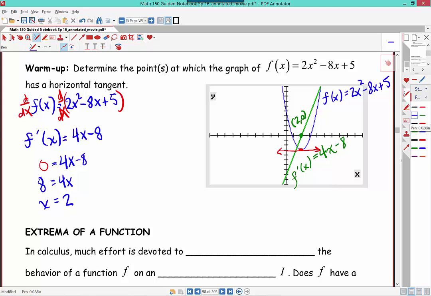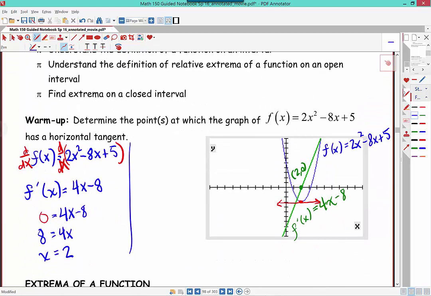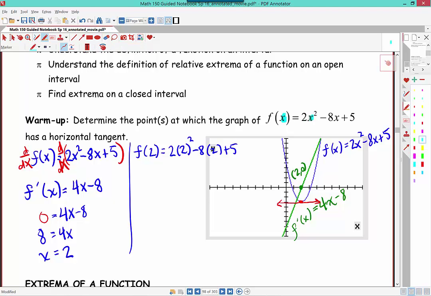Okay, so you're right. We need to find the ordered pair where this occurs. So the ordered pair where this occurs will be at f of 2. And f of 2 is going to be 2 times 2 squared minus 8 times 2 plus 5. So all I did here was put a 2 in for x on the original function, to figure out where on the original function that ordered pair would be.